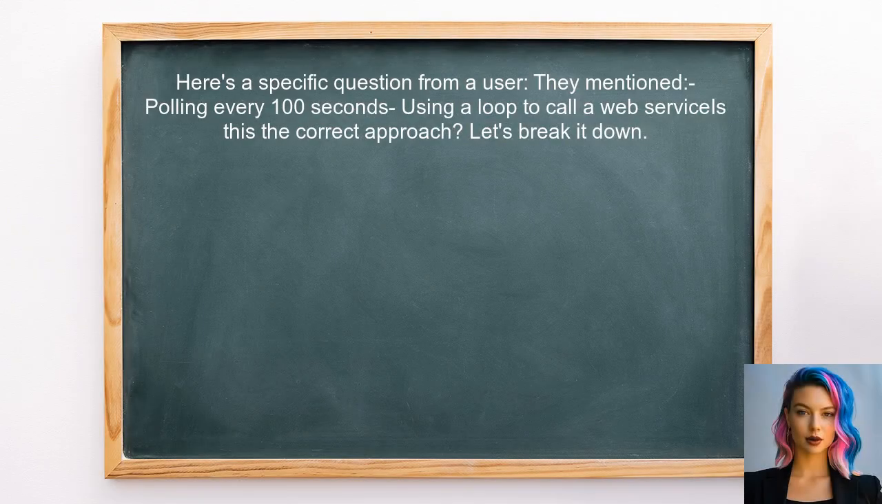Let's take a look at a specific question from a user. They shared their experience with polling in Swift 3, mentioning that they have a loop that calls a web service every 100 seconds. They want to know if this is the correct approach. Sound familiar? Let's break it down.